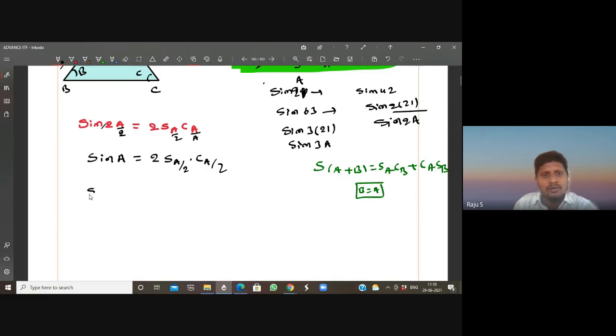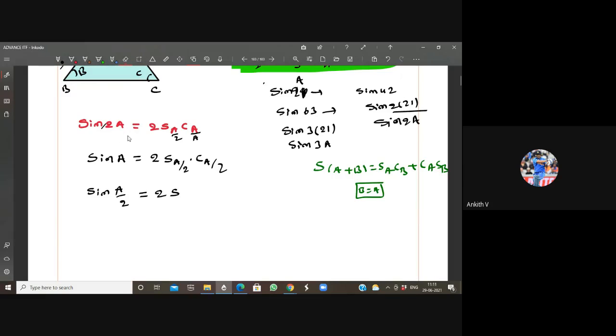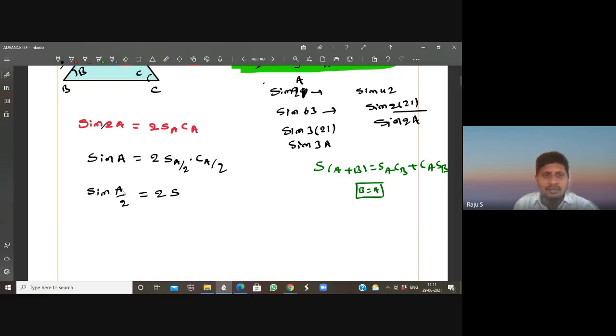If I want to write sine A by 2, can anyone tell what it is? Sine A by 2 is equal to 2 sine A by 4 into cos A by 4. You can take the same sine 2A formula. Exactly, 4. Here a 2 will be there, multiplied with A by 4. Cos A by 4. If I take A by 4, here it will be A by 8.